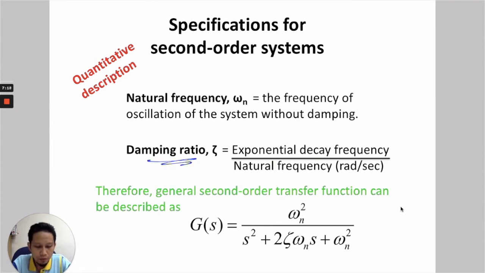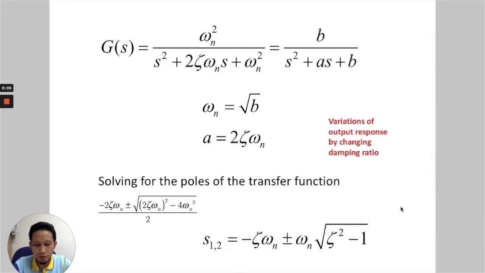What you need to remember is the general second order transfer function, G(s) equals omega n squared over s squared plus 2 zeta omega n s plus omega n squared. This term you have to remember without fail. It is very important, so you need to memorize it. You can generalize the equation for the second order system in this form.